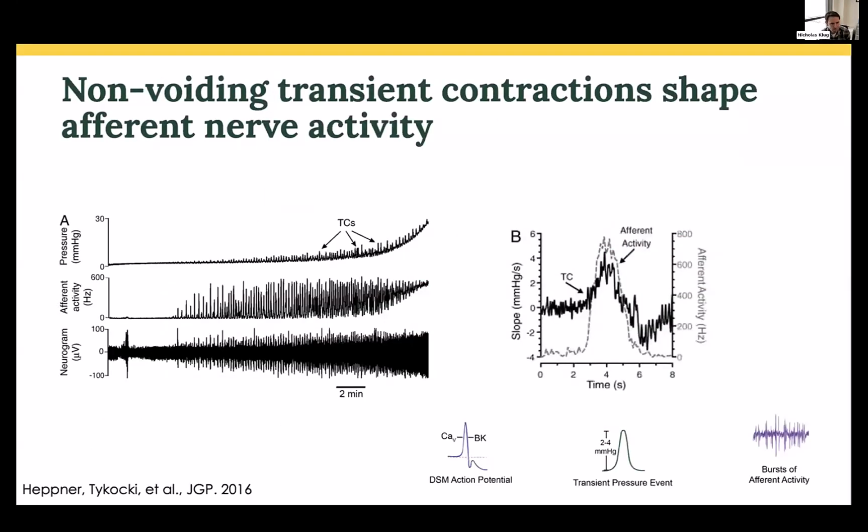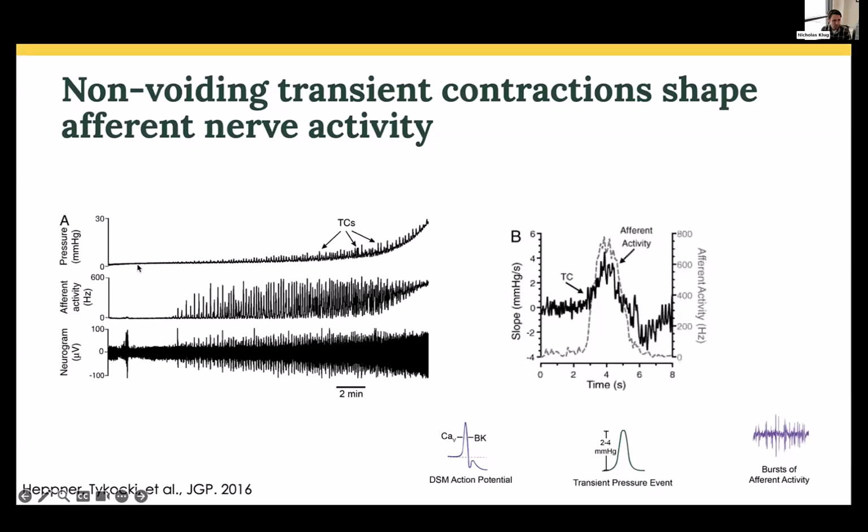And Tom Hepner and Nathan Taikaki and colleagues from the Nelson Lab, I guess almost 10 years ago now, did a really nice job demonstrating the importance of these non-voiding contractions. So not just voiding, but these large contractions that are occurring while the bladder is filling. And here they used an isolated mouse bladder with an attached afferent nerve activity recording.